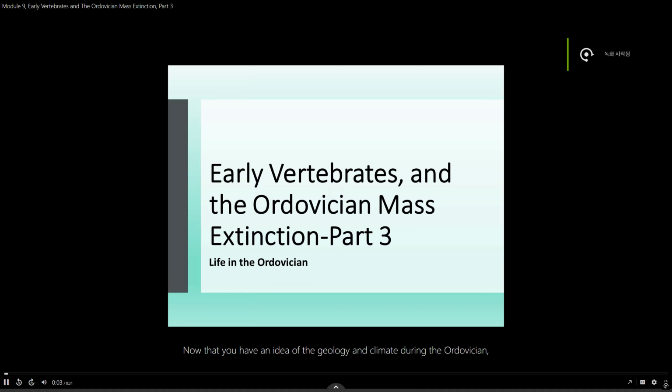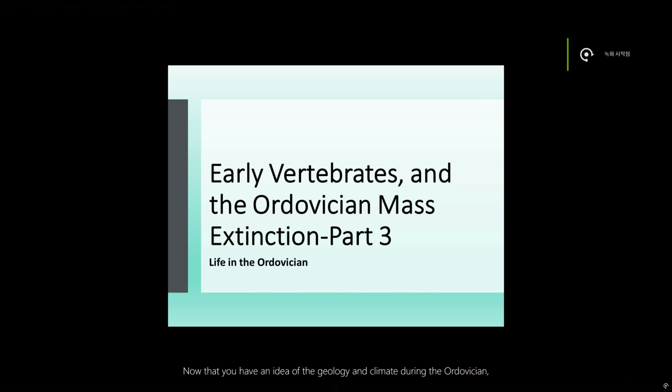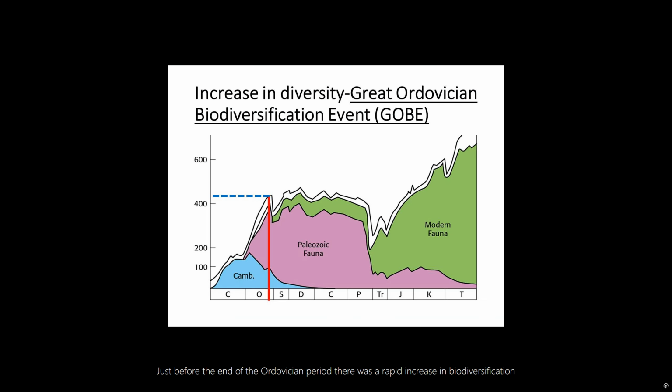Now that you have an idea of the geology and climate during the Ordovician, let's take a look at the changes occurring in life during this time. Before the end of the Ordovician period, there was a rapid increase in biodiversification called the Great Ordovician Biodiversification Event, the GOBE. The red line on the graph marks the event.